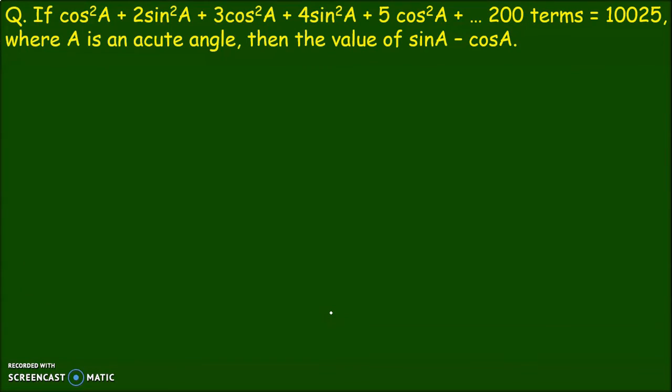Now let's try to solve this another challenger question on your own. You can see the question: cos square a plus 2 sin square a plus 3 cos square a plus 4 sin square a plus 5 cos square a, up to 200 terms. The sum of all these 200 terms is equal to 10,025, and a is the acute angle. So find out the value of sin a minus cos a. Try to solve this question on your own, and you can click on the I button here to see the solution. Okay. Thank you and have a nice day.